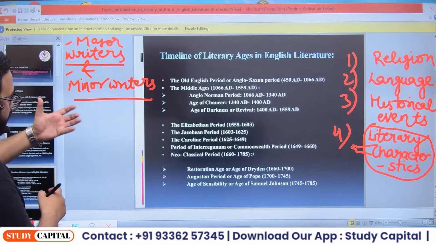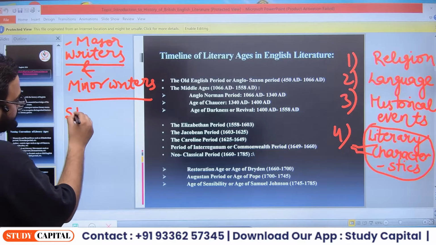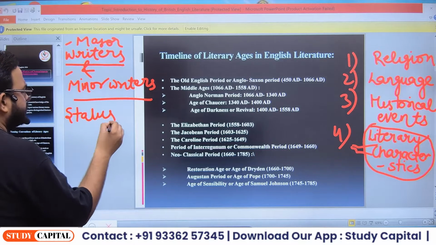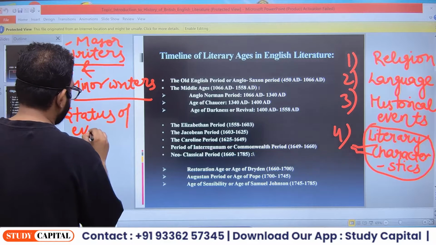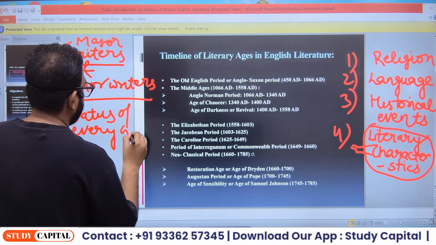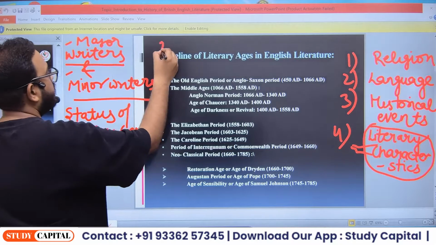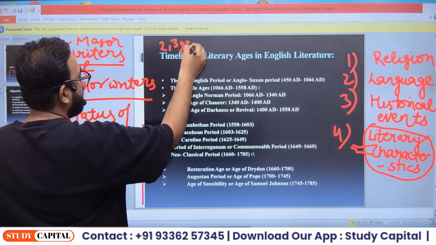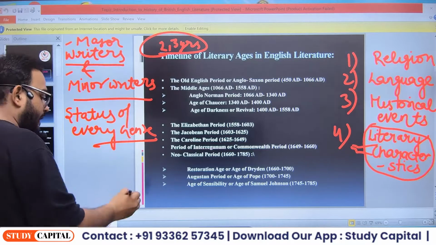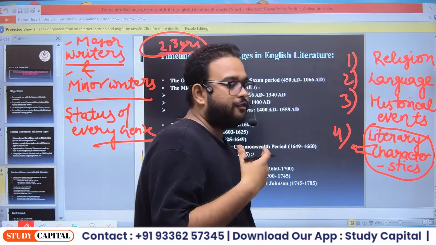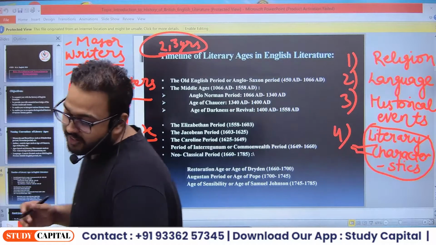So that is something that you'll see, and then you'll see something very important, which we don't do very often: the status of every genre in every age. Because you will not get time, even if you have 2 years, 3 years for this exam, to go back to every particular era separately to look at the status of these different genres. And what are the genres then?